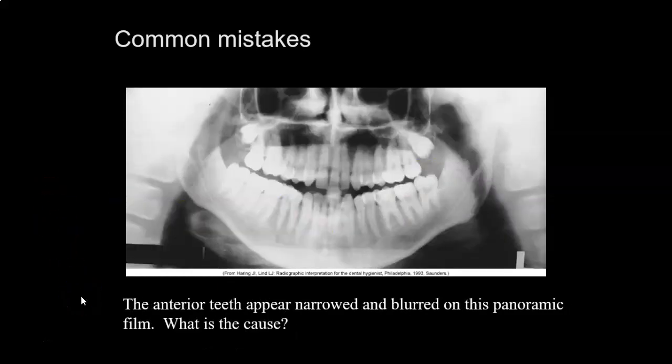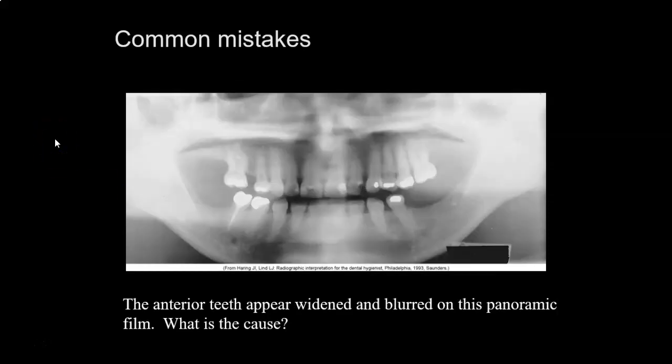The anterior teeth appear narrow and blurred on this panoramic film. What is causing it? They are blurry and they are small. Patient is too far forward in front of the focal trough. So they probably bit past that little bite line that they're supposed to bite. They bit past it.